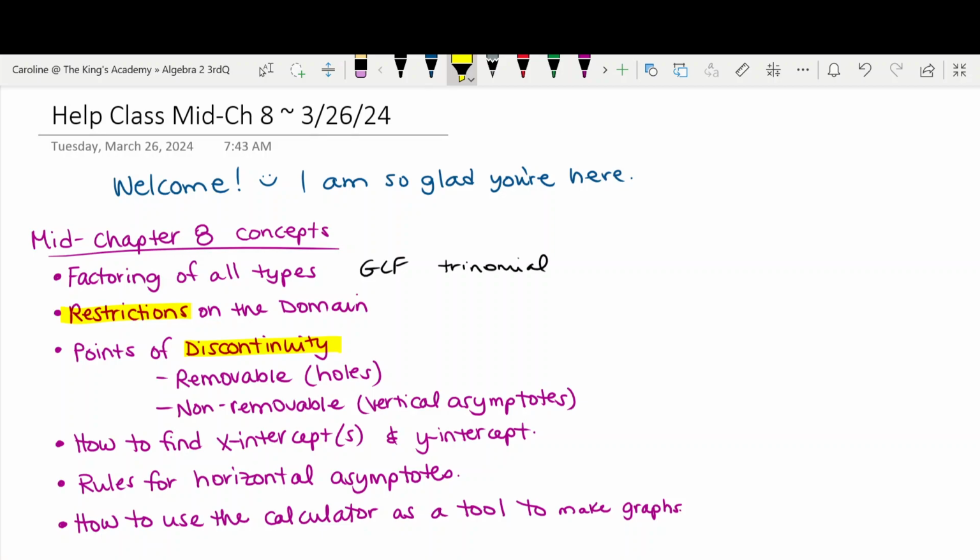Then, after we do the asymptotes, you got to know what it means to find x and y intercepts, and you don't need the calculator for any of this stuff. Same thing with the rules for horizontal. In my notes, we had a box where we wrote the rules in them.